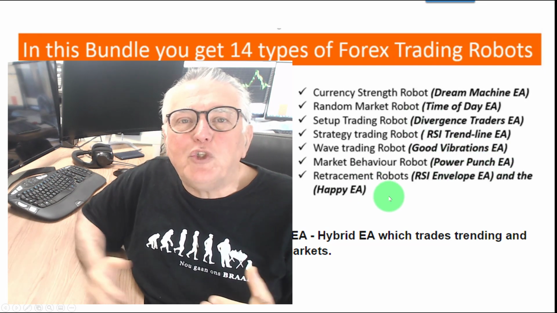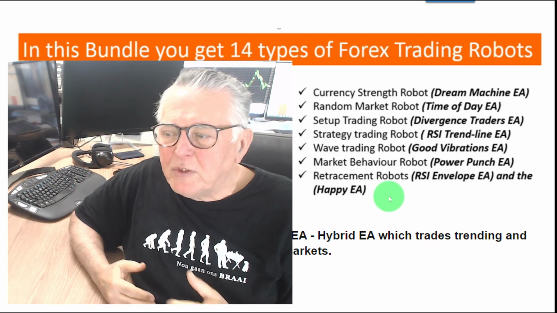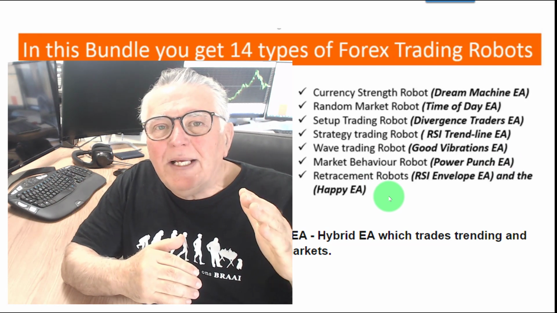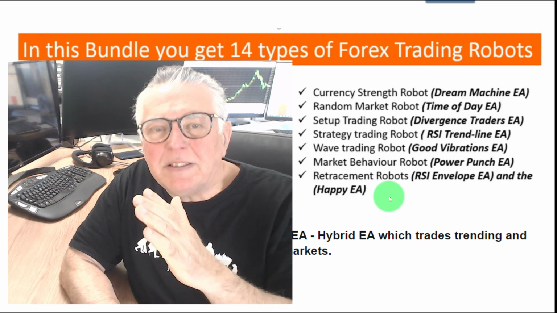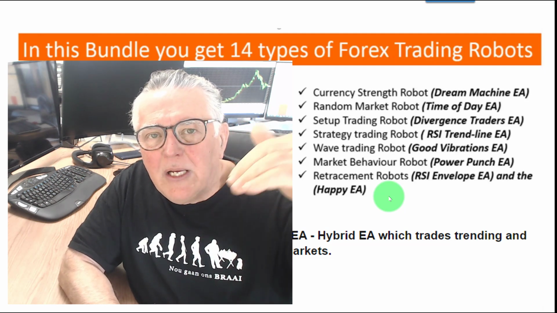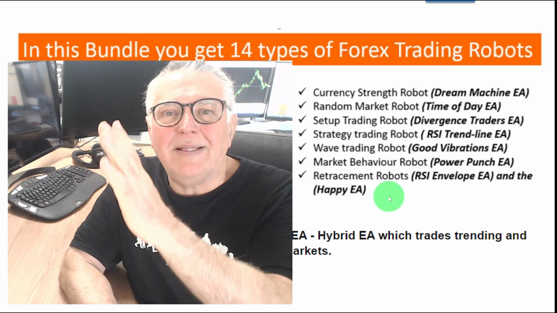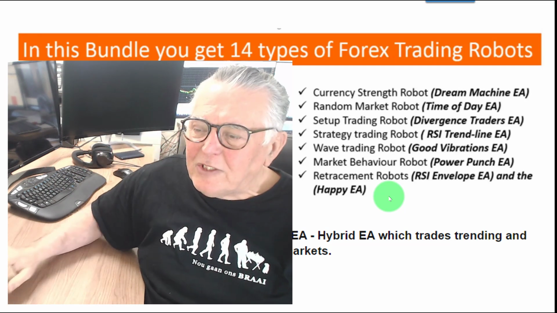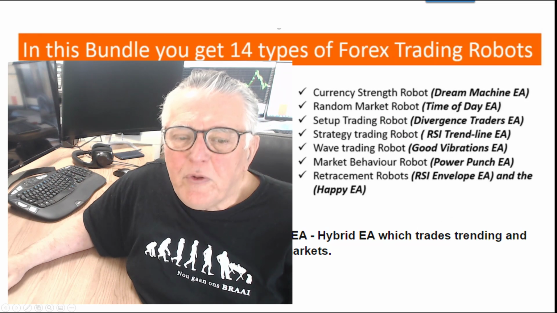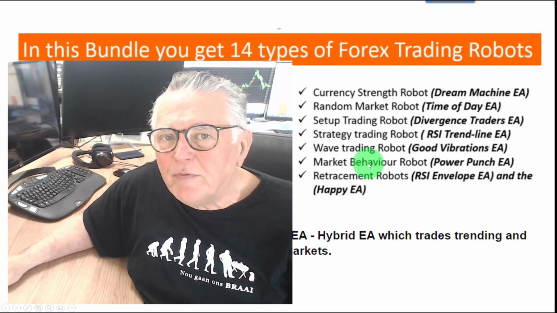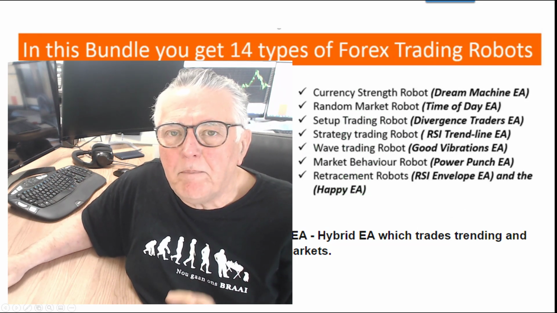And then we have retracement robots, where we trade the retracement in the market. So at a certain point in a trend, the trend will get weaker and then retrace. So there's an overview of the 14 types of robots that we offer in our package.